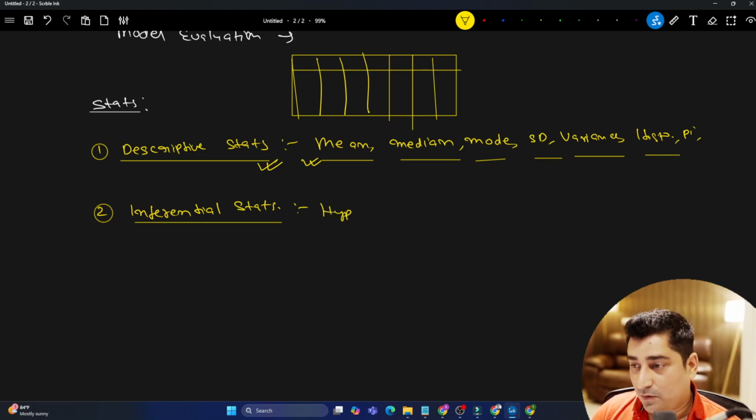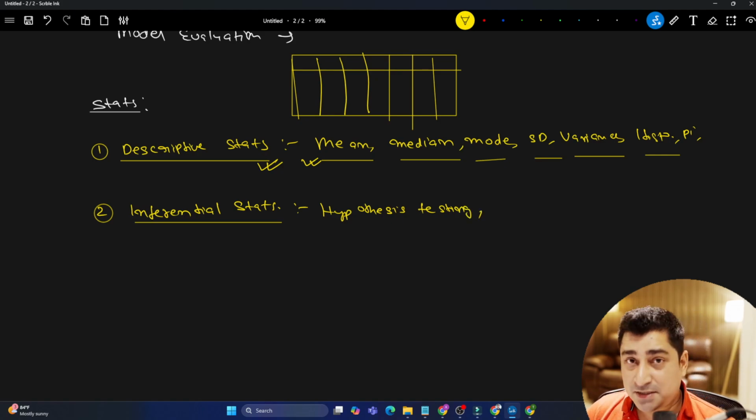Hypothesis, hypothesis testing. There are different kinds of hypothesis testing that we are going to talk about. If you follow along with the syllabus, you will find tons of topics inside that, which I have already included, and I'm going to discuss them one by one with a beautiful example, and sometimes even with Python code. So when we talk about inferential statistics, we talk about hypothesis testing over here.